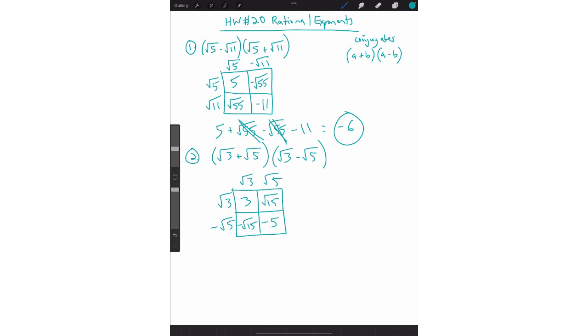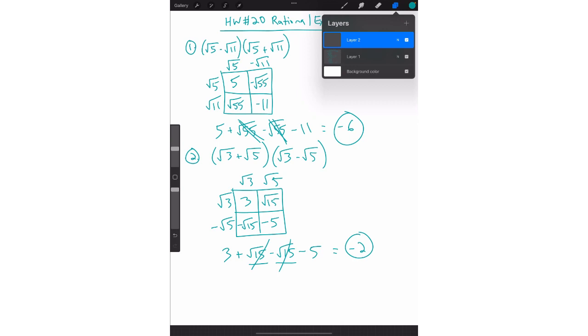Okay, because if I just had the square root of 5 times the square root of 5, I would get 5, but the negative out in front makes it negative 5. Okay, I'm going to go ahead and add everything up that I see. 3 plus the square root of 15 minus the square root of 15. See how those are going to cancel out, right? I'm going to go ahead and cancel them out. 3 minus 5 equals negative 2. And my answer to 2 is negative 2.